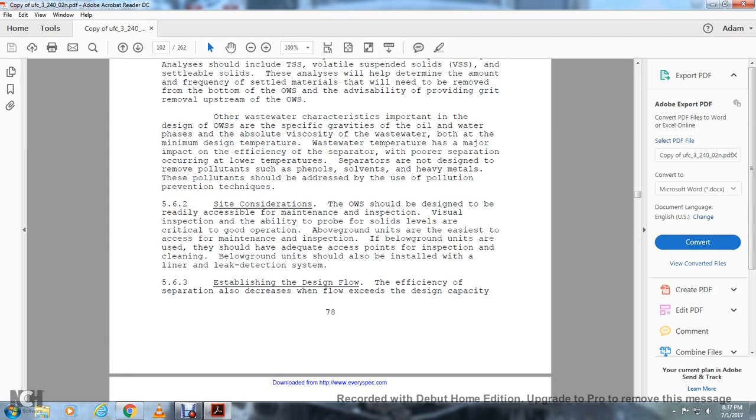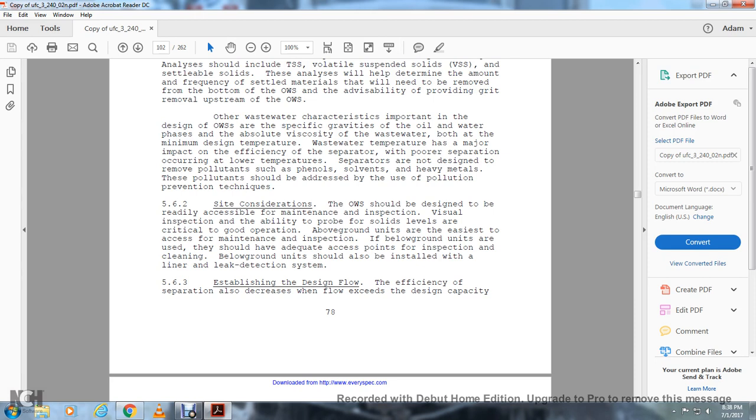Site considerations: oil-water separators should be designed to be readily accessible for maintenance and inspection. Visible inspection and the ability to probe the solids levels are critical to good operation. Above ground units are the easiest way to provide access for maintenance and inspection, and below ground units should have adequate access points for inspection and cleaning. Below ground units should also be installed with a liner and leak detection system.